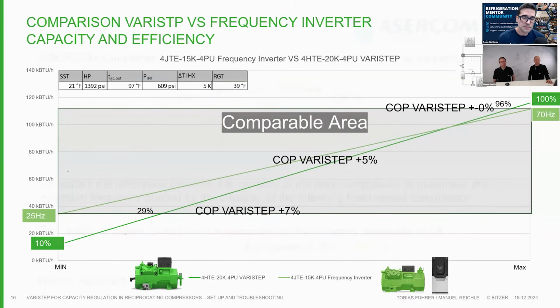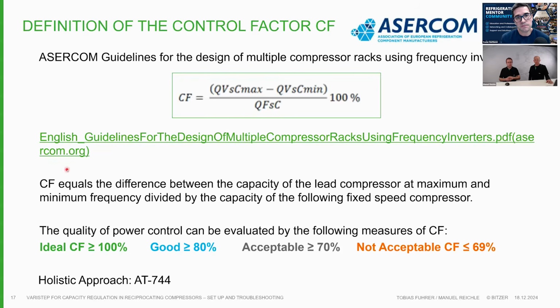Yeah. So now coming to the system design, we spoke about the CF factor earlier. The CF factor is not an invention of Bitzer. It's coming from the so-called ASERCOM, which is the Association of European Refrigeration Component Manufacturers. Bitzer is part of it. All the other compressor manufacturers are also joining this. And together in this group, there were guidelines for multiple compressor rack systems using frequency inverters at that time. They made this recommendation on what you have to consider if you do this kind of system.